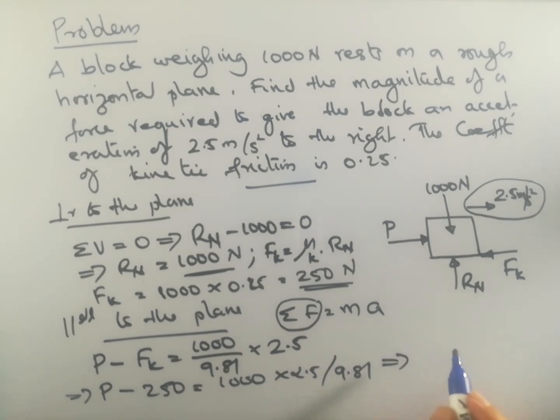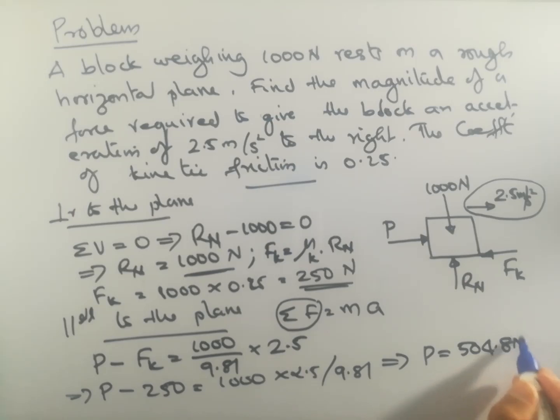9.81, and that will give you P equal to 504.8 Newton. So that is the value of force required to produce an acceleration of 2.5 meter per second square in this given body of weight 1000 Newton. So that is the force required.